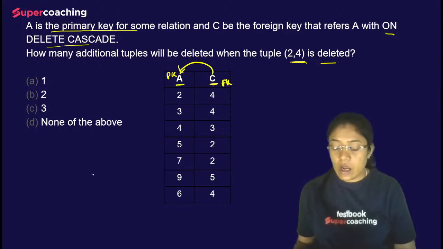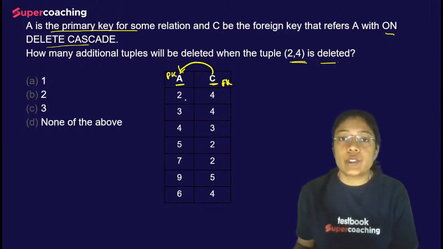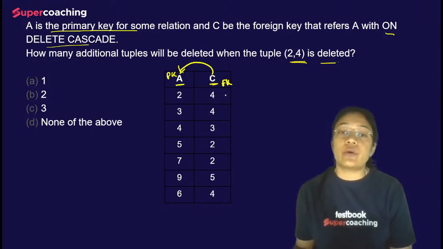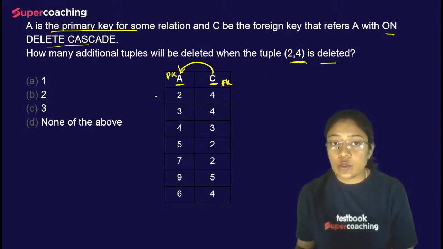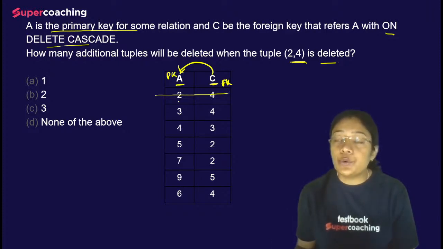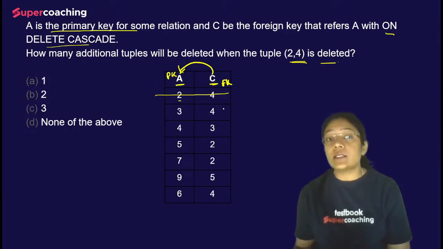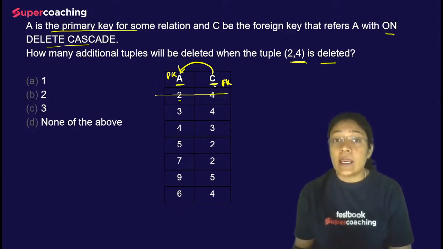Okay, let's see how to proceed with this type of question. This is saying how many additional tuples will be deleted when the tuple 2 4 is deleted. So if we are going to delete this tuple, that means the value 2 is deleted from the primary key. तो अगर 2 प्राइमरी की में नहीं है, एट्रीब्यूट A के अंडर नहीं है, तो वो C में भी नहीं आ सकता है. चेक करो एट्रीब्यूट C में कहीं पे वैल्यू 2 आ रही है. Yes, it is here.